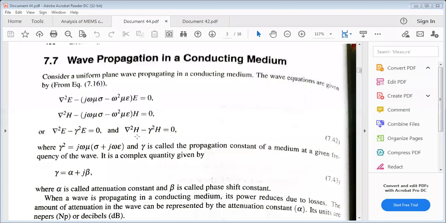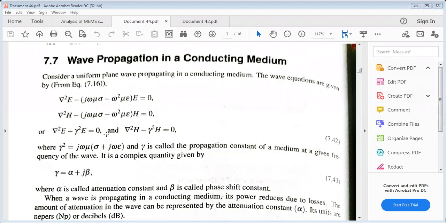Here, when we take the term j omega mu as common, sigma plus j omega epsilon is the remaining. So that is represented as a propagation constant. So gamma square equal to j omega mu into sigma plus j omega epsilon, and gamma is called the propagation constant of the medium at a given frequency of the wave. It is a complex quantity, given by gamma equal to alpha plus j beta, where alpha is called the attenuation constant and beta is called the phase constant. You already know this, just like the concept in transmission lines.